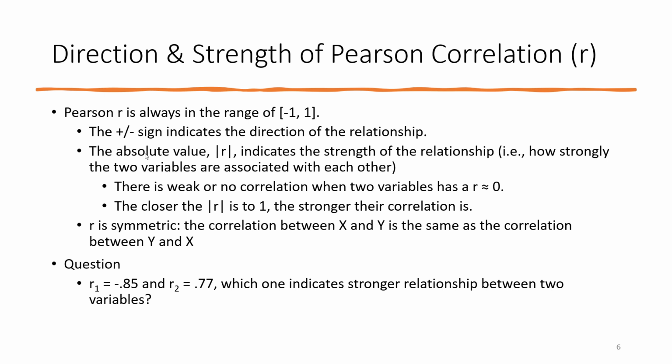The absolute value of Pearson's R measures the strength of the relationship. When R is close to 0, the relationship is very weak or non-existent. The closer the R value is to 1, the stronger their correlation is. One key property of correlation is that it is symmetric, meaning that the correlation between x and y is the same as between y and x.